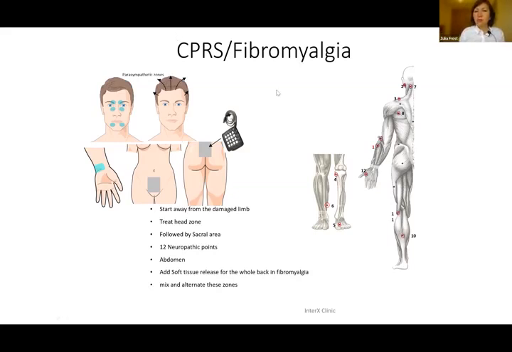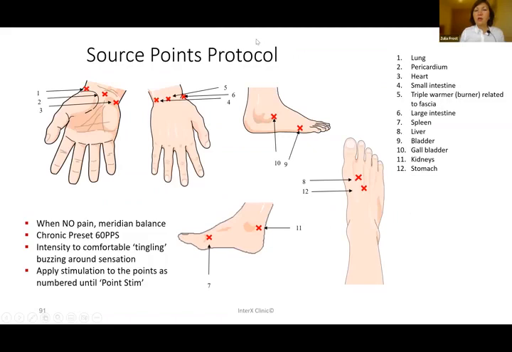So now I'll quickly introduce another protocol. It's called the source points protocol. You can do the source points protocol not often, in patients who are not in pain. For example, you treated and successfully treated, and the patients are no longer in pain, but you want to balance them somehow. This protocol is very good for balancing.